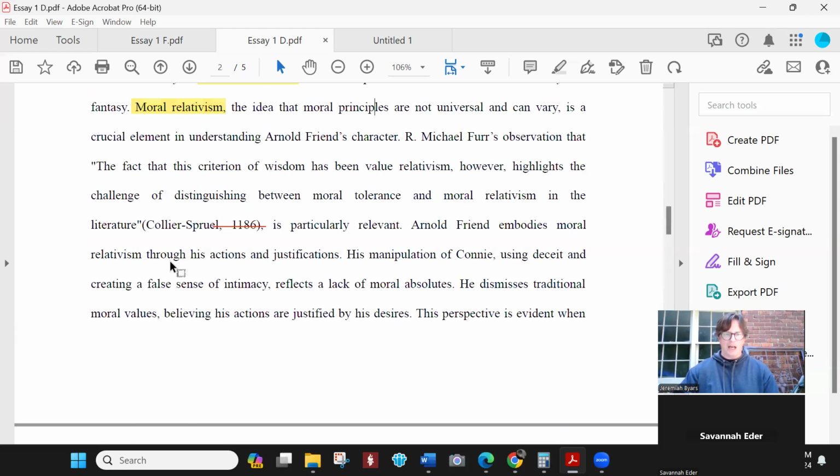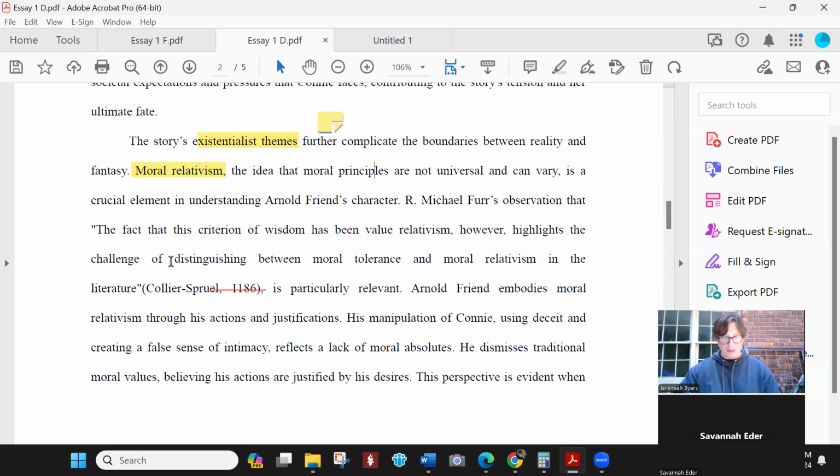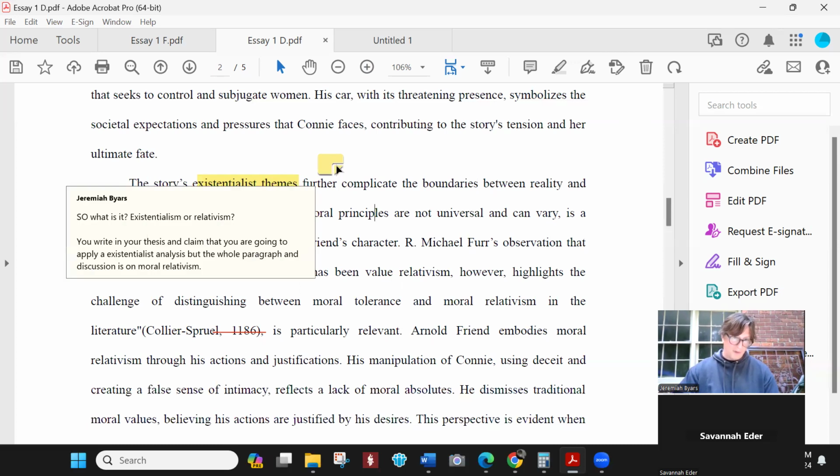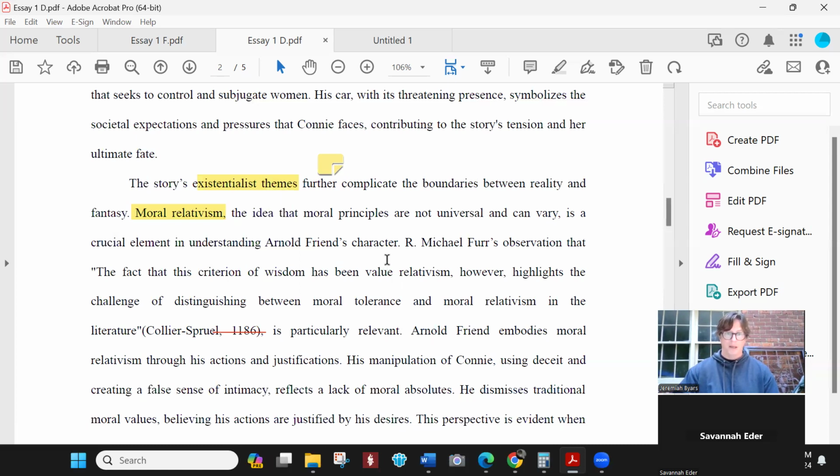It changes topics. That's a problem. We can't have a claim about existential themes and a thesis that states existential themes, and then we change it to moral relativism. Okay. You write in your thesis and claim that you are going to apply an existentialist analysis, but the whole paragraph and discussion is on moral relativism. That's a problem. This is a problem.